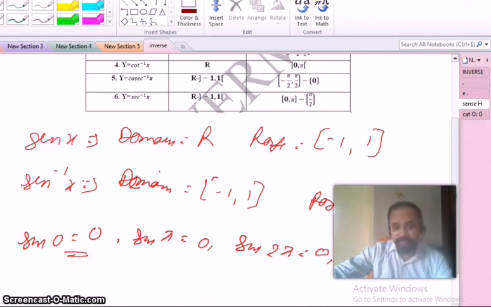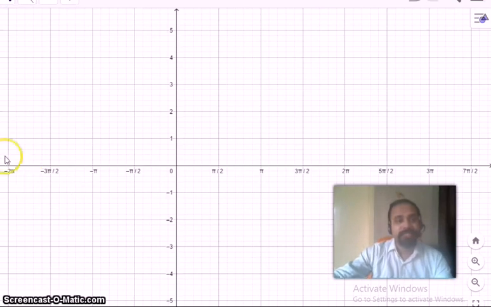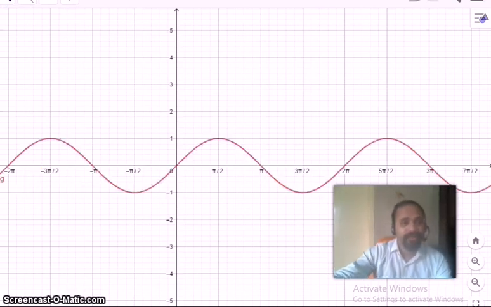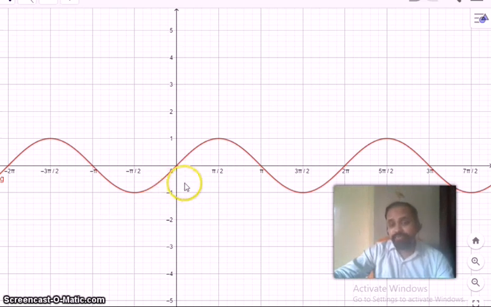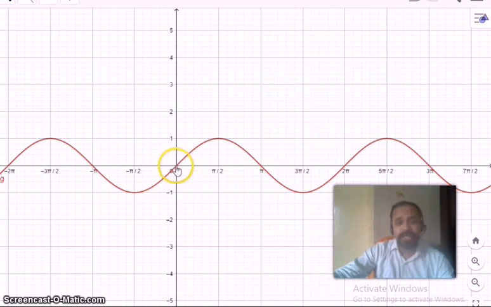If you see the graph of any trigonometric function, let us come first to sine. Is sine a one-one function? Obviously not. Why? Because if x equals 0, sine is 0. Then at pi, here also 0, and at 2 pi, here also 0. That means many values have the same image.